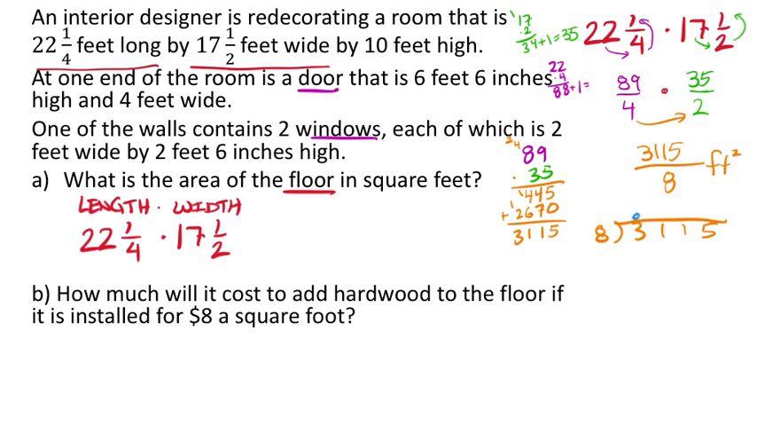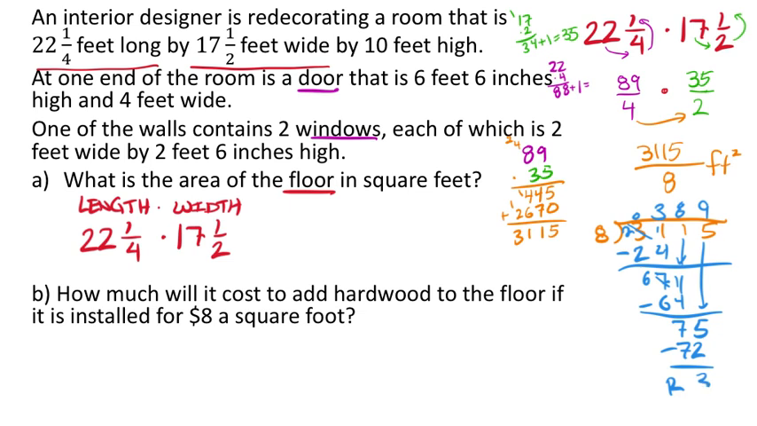So 8 won't go into 3, but it will go into 31. 3 times. 3 times 8 is 24. So I'll make that 11 minus 4 is 7. Drop the 1. So 8 goes into 71. Should be 8 times. 8 times 8 is 64. So again, 11 minus 4 is 7 again. Drop the next value, 5. 8 goes into 75 9 times. 9 times 8 is 72. That gives us a remainder of 3.